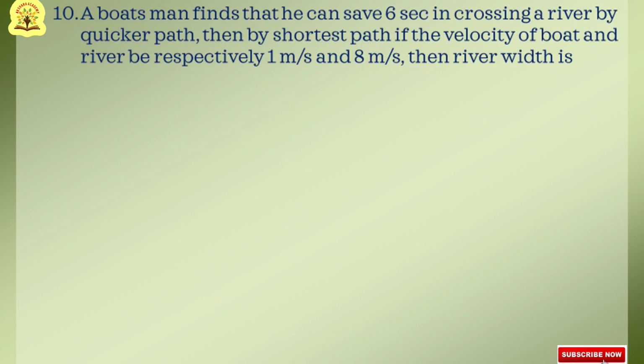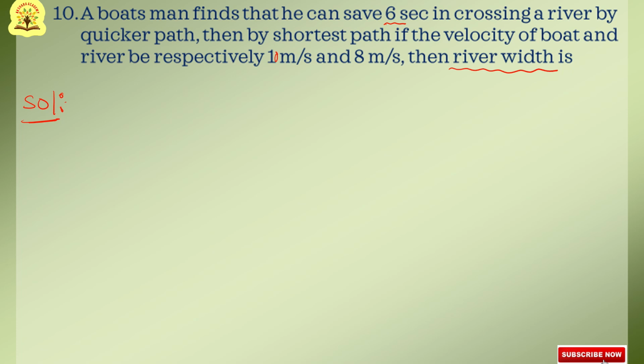A boatsman finds that he can save 6 seconds in crossing a river by a quicker path than by the shortest path. If the velocity of the boat and river be respectively 10 meters per second and 8 meters per second, then the river width is, here you have to calculate the width of the river. Now let us go to the solution.